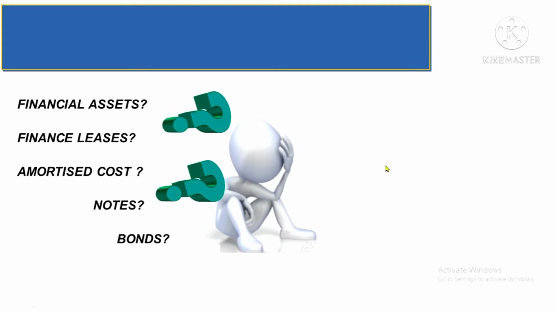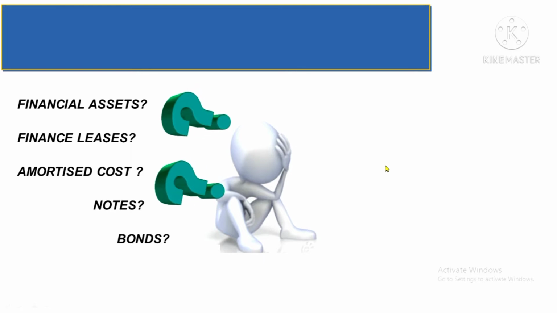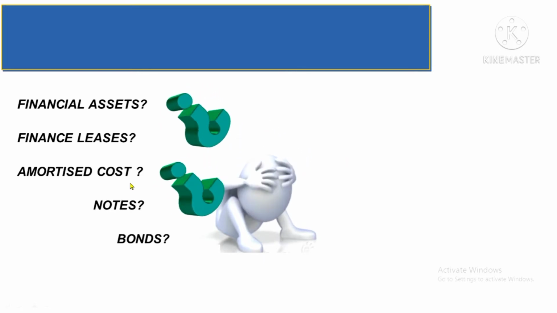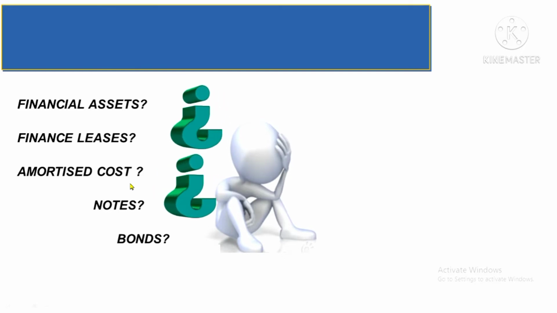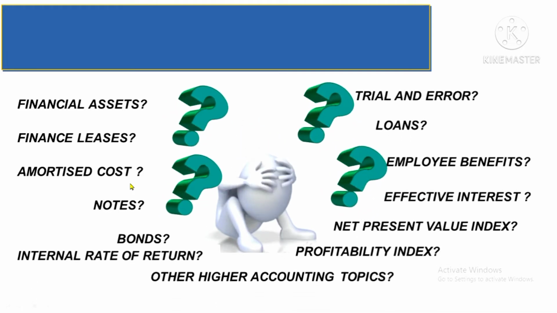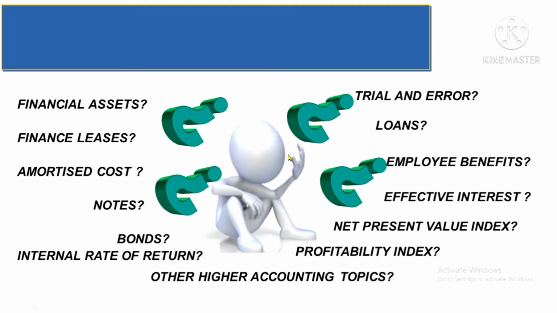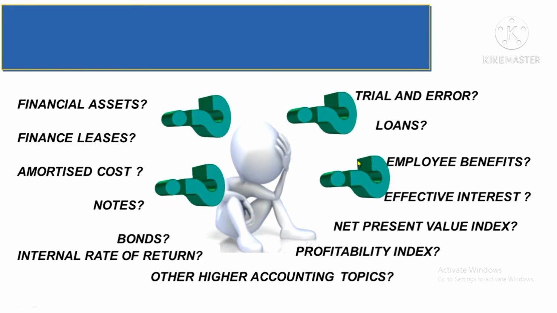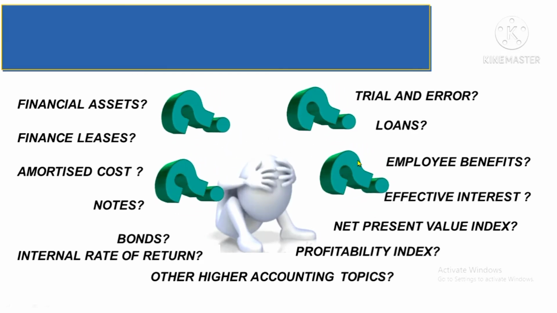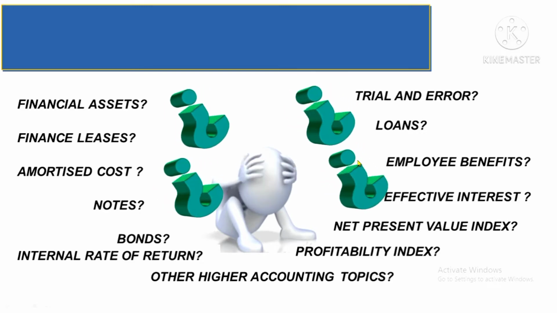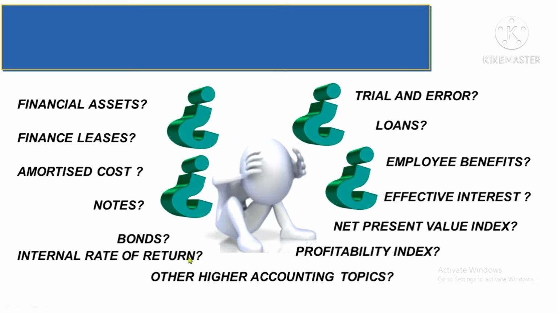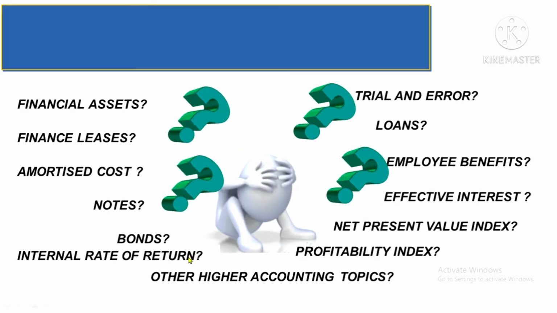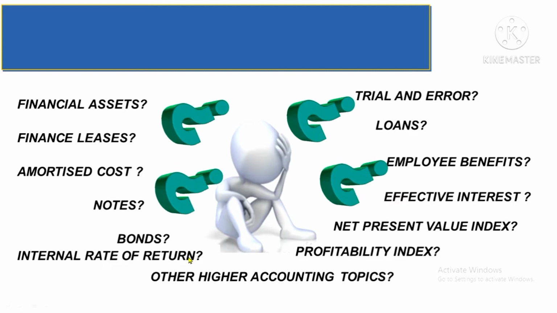Do you find topics related to financial assets, financial leases, and amortized cost hard? What about notes receivable or notes payable? How about bonds? How about the trial and error? Or the loans receivables and payables? Or the employee benefits? How about the effective interest method? Or net present value? Or profitability index? Or the internal rate of return? And other accounting topics related to time value of money?